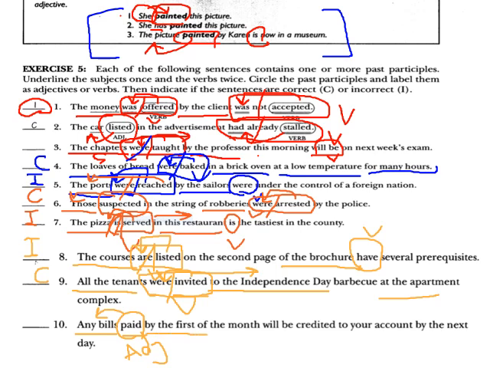Fine. By the first, this is prepositional phrase of the month. Another prepositional phrase will be credited. So this is the verb. To your account, prepositional phrase. By the next day, another prepositional phrase. So the sentence is correct. Okay?